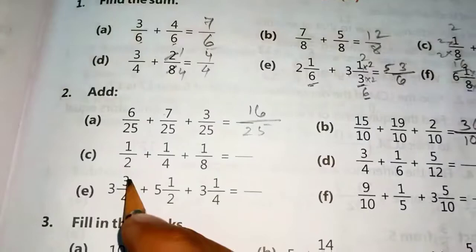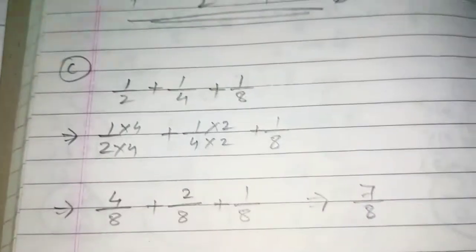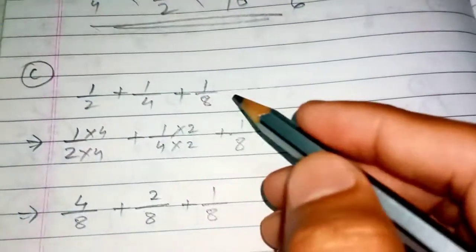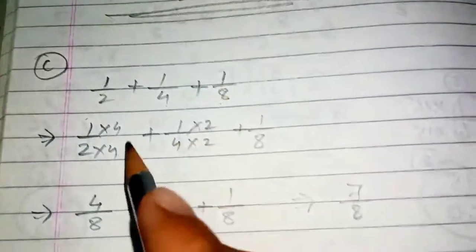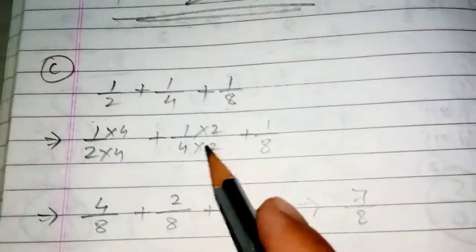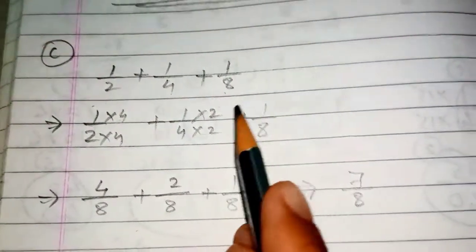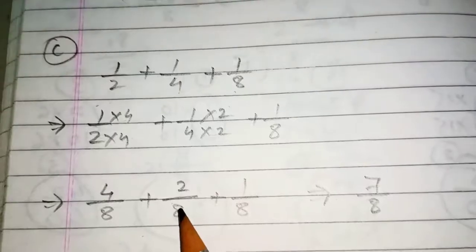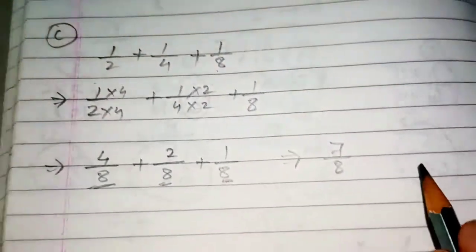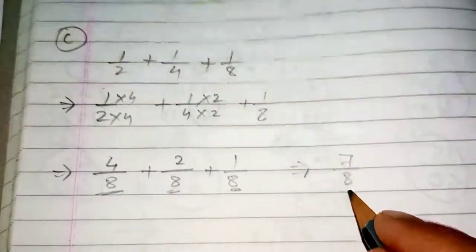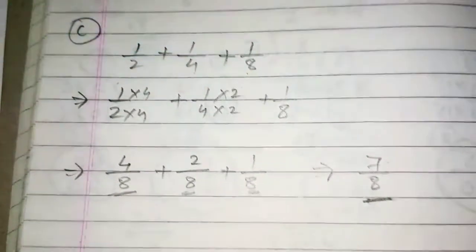Now the third one, question number C. 1 plus 1 by 2 plus 1 by 4 plus 1 by 8. So question number C, 1 by 2 plus 1 by 4 plus 1 by 8. So 8 is coming in the 4 table also, in the 2 table also. So we will multiply 4 here, 2 here, and it will remain the same. So 4 ones are 4 and 4 twos are 8. Now here 2 ones are 2 and 4 twos are 8. And here 1 by 8. So here 8, 8, 8. We have got the like fractions. So we will take common 8. Now 4 plus 2 plus 1 equals 7. So our answer is 7 by 8.